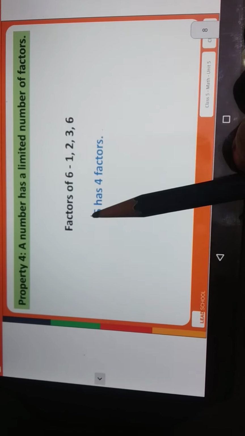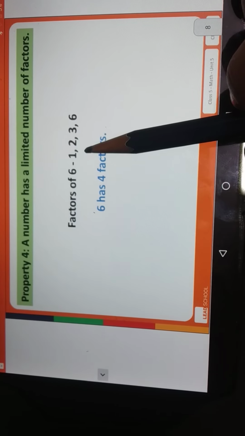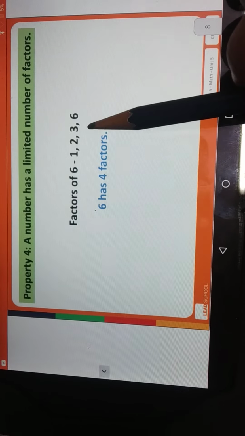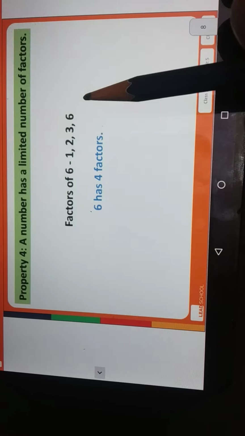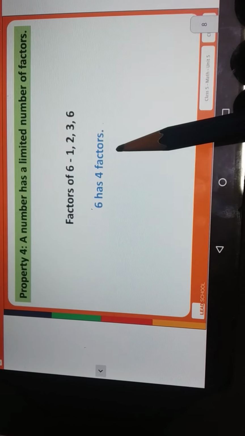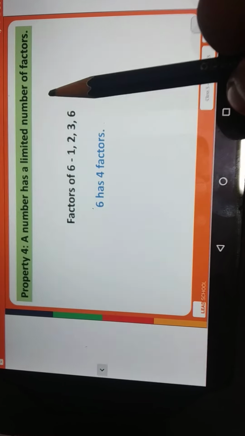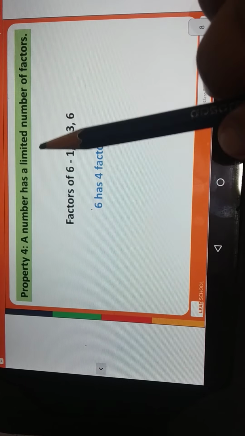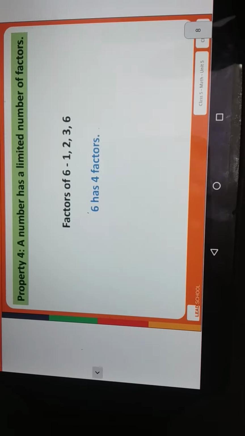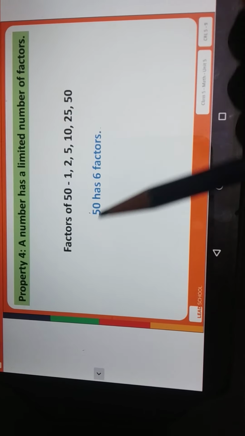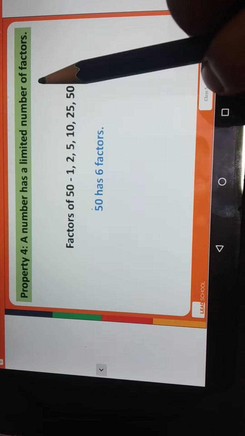Next one, factors of 6: 1, 2, 3 and 6. 6 has 4 factors. How many factors does 6 have? 4. A number has a limited number of factors.